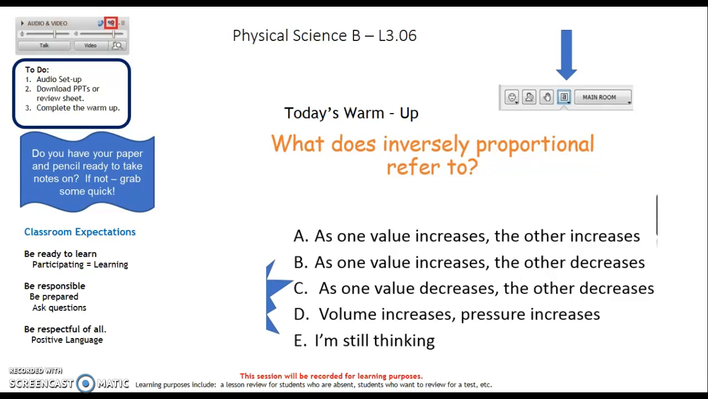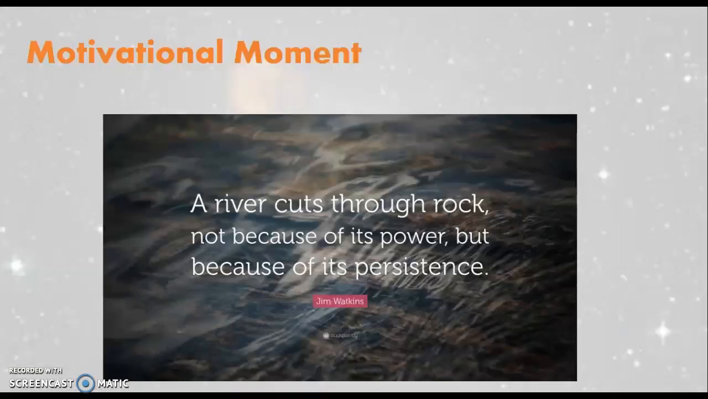Think about which ones you can eliminate. I can see that there are 1, 2, 3 that are pretty close together. Which 3 are those? Did you get C? I hope so. Inversely proportional means they're going to have opposite relationship with each other. As one increases, the other decreases, or vice versa.